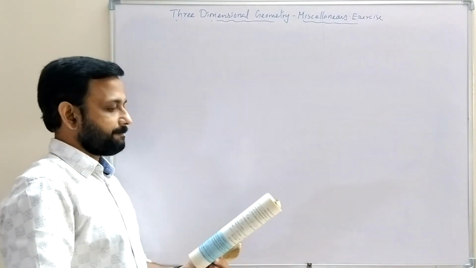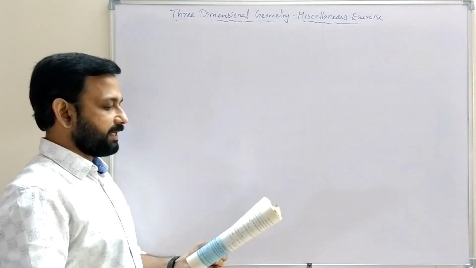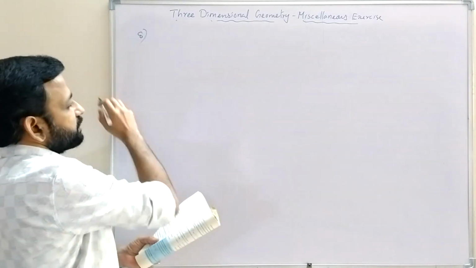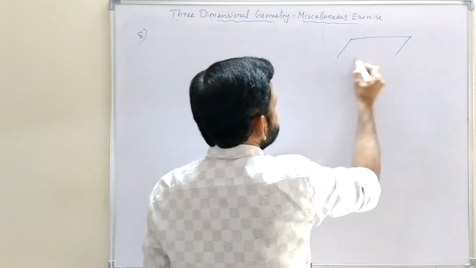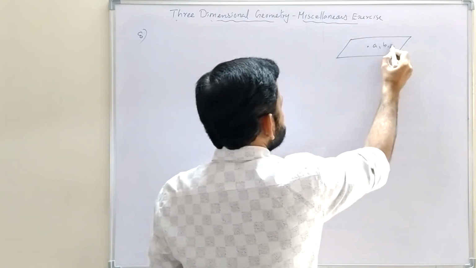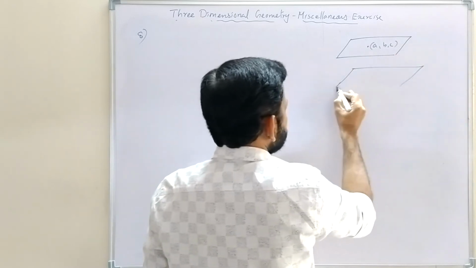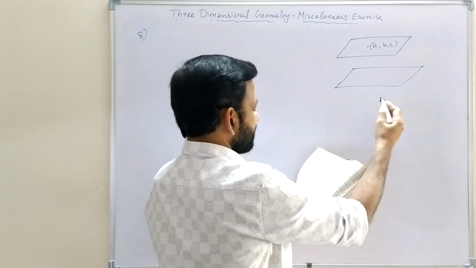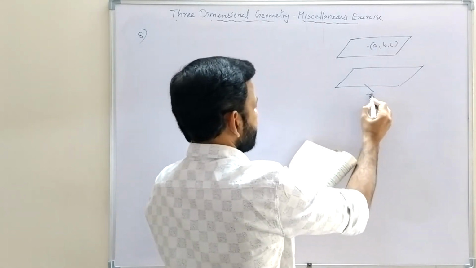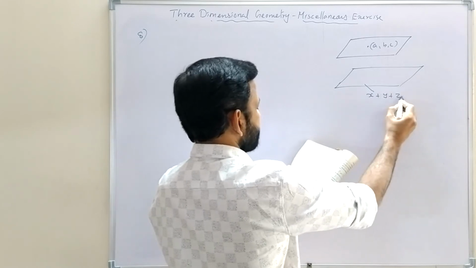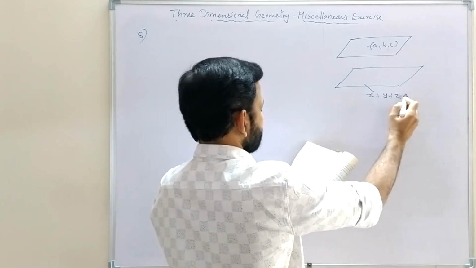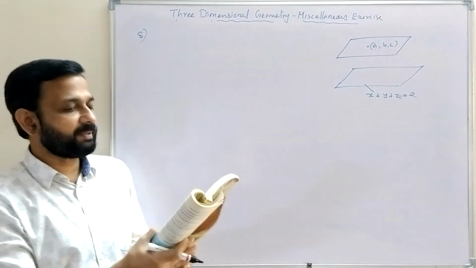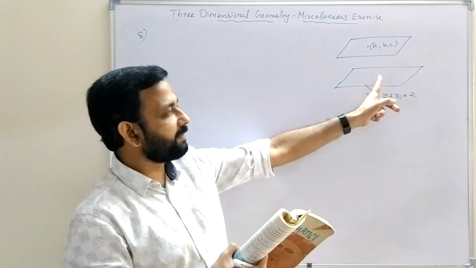Question number 8. Find the equation of the plane passing through A, B, C and parallel to the given plane. The equation of that plane is given in vector form, so we will write the Cartesian form: x plus y plus z is equal to 2. So we need to find the equation of a plane passing through A, B, C and parallel to this plane.